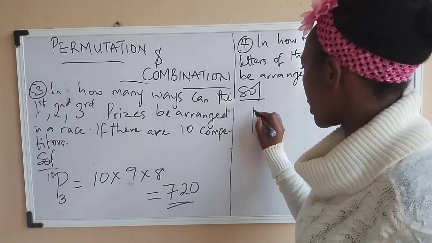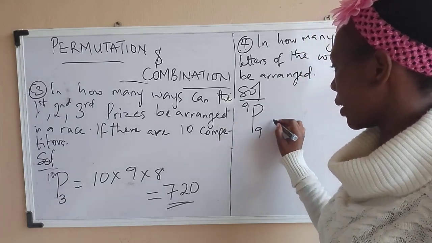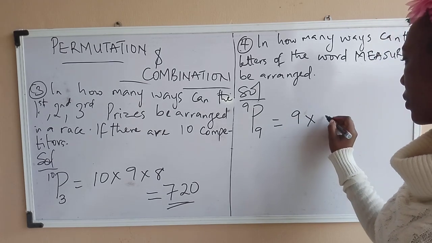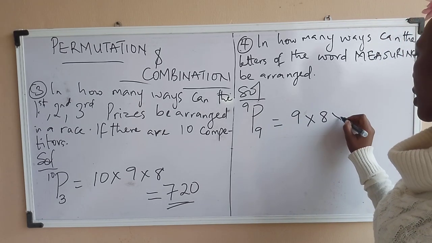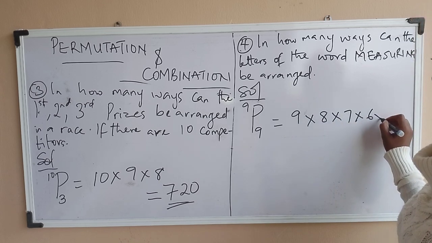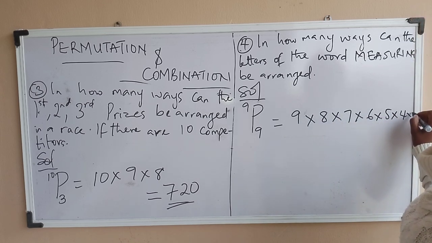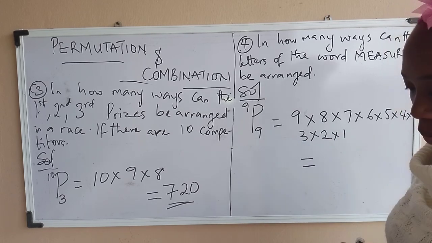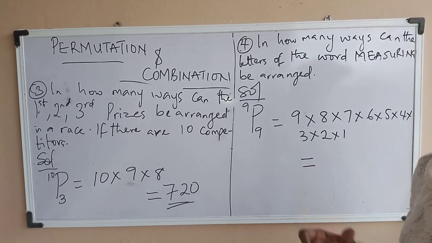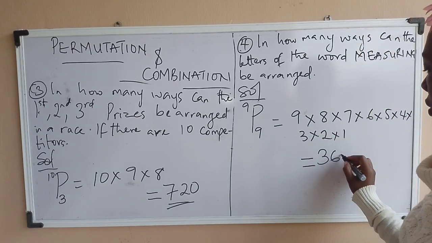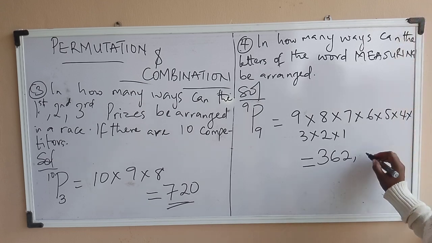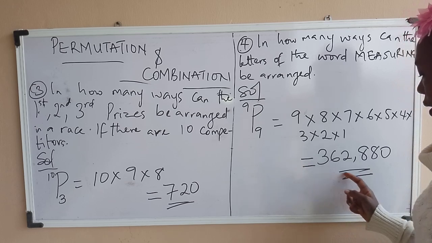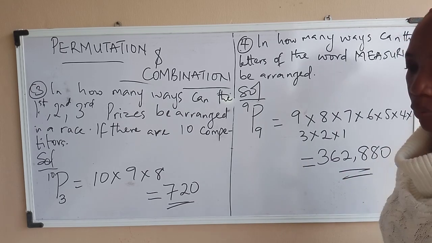So it will be written as 9 permutation 9. Do you see that? So what does this one mean? The first one takes 9, the next remaining 8, the next remaining 7, next remaining 6, next remaining 5, next 4, next 3, remaining 2, and the next 1. So when you multiply all of this together, you're going to have a very huge number, 362,880. So this is it. 9 permutation 9 will give you this answer.